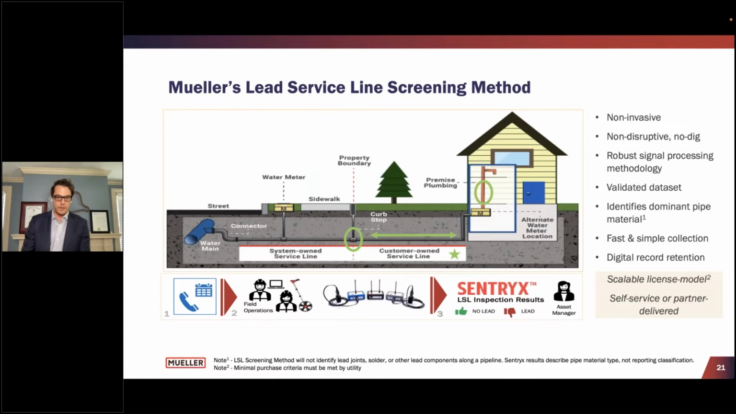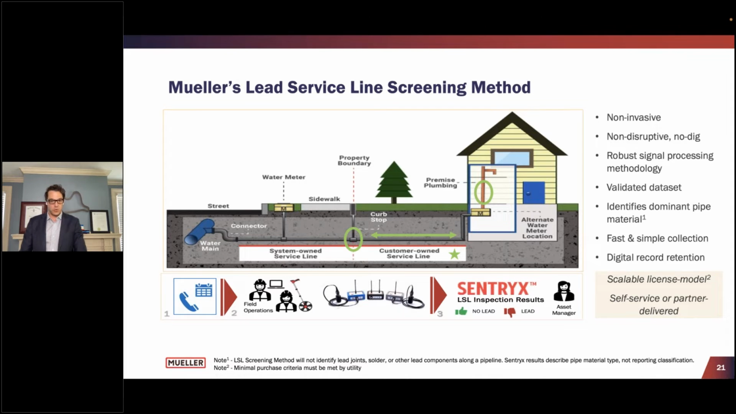Now, the tool itself, where it shines is on the customer side of the service. That's in between the curb stop and the meter in the house in some scenarios, or in between the meter and where it comes up in the house. This is typically the part of your inventory which has the most unknowns associated with it. Most of the utilities that we've spoken to at Mueller have the least information on the customer side of the service, the part of the service that the customer is responsible for.